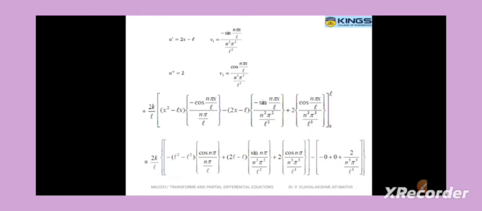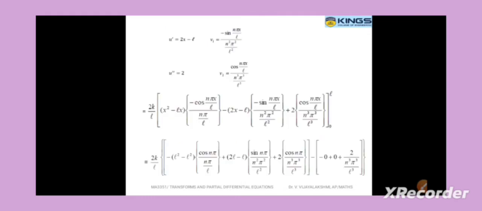Now replace all the values in the integral u dv formula. We will get this expression: 2k by L times [(x square minus Lx) into (minus cos of n pi x by L divided by n pi by L) minus (2x minus L) into (minus sine n pi x by L divided by n square pi square by L square) plus 2 into (cos of n pi x by L divided by n cube pi cube by L cube)] over the limit 0 to L. Now you want to replace the limit x by L, that is the upper limit.